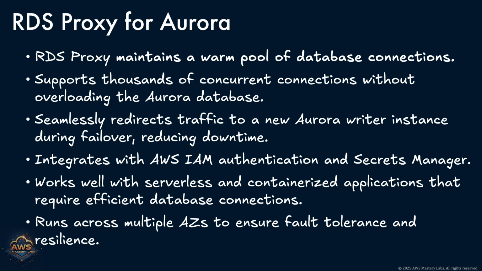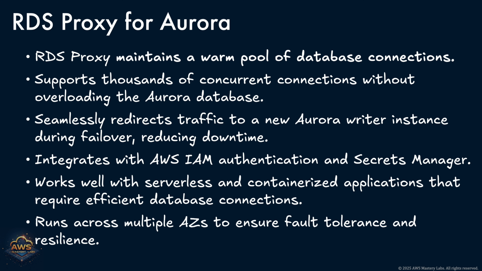This connection pooling capability also makes Aurora far more scalable. RDS Proxy can handle thousands of concurrent connections, a game changer for applications like AWS Lambda or Fargate, where high concurrency and unpredictable traffic patterns are common. With reduced latency, applications no longer need to wait for new database connections to be established. Instead, they connect almost instantly through the proxy, which helps deliver a snappier, more consistent user experience.